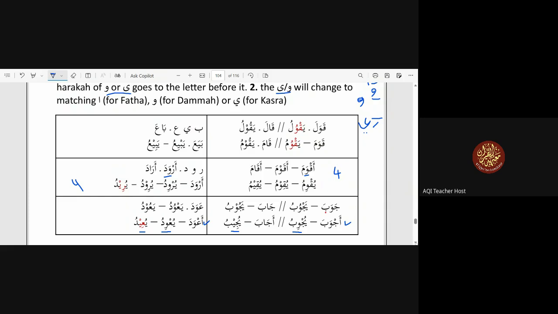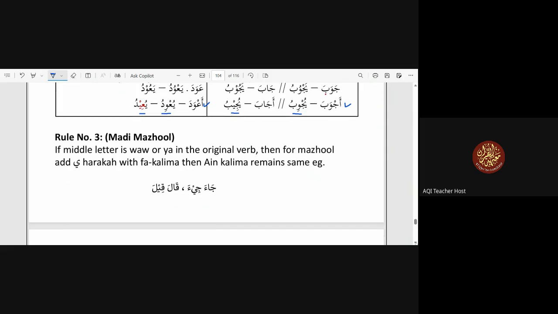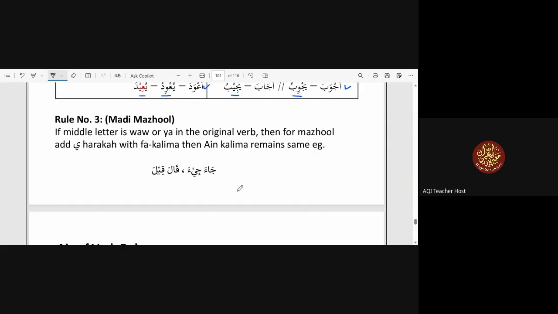Okay, so I'll move into the next one then. Jazakallah khair, Sister Zubia. The next rule is quite simple, for madi majhul, rule number 3. According to this rule, if the middle letter is waw or ya in the original verb, then for majhul, add ya haraka with fa kalima, and the ain kalima remains the same. So in this example, qala, what is the original verb? It is qawala.